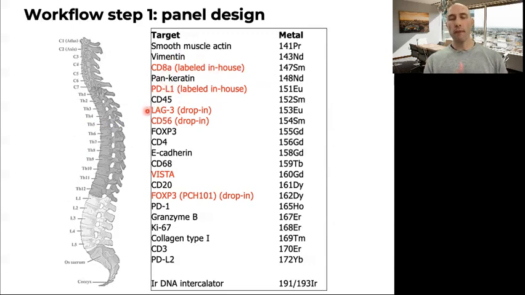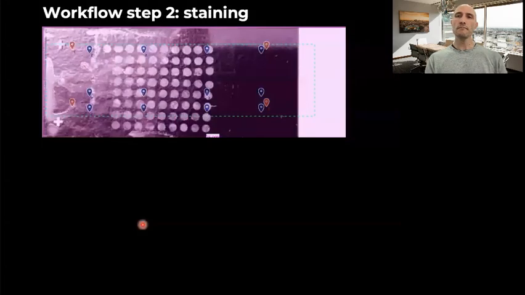So panel design is very flexible. You can just put the clones that work for you in the available channels you have in your panel. So this is the way we normally approach panel design in our lab. So remember, use a backbone and then you just build around this backbone. So the next step is staining.